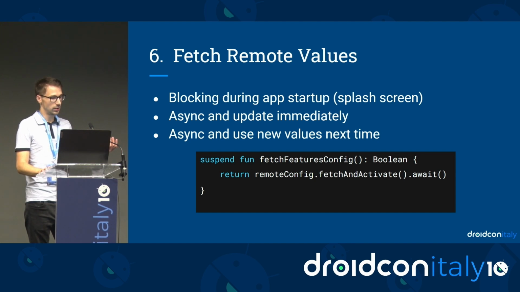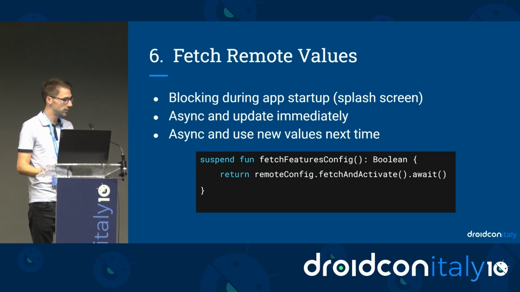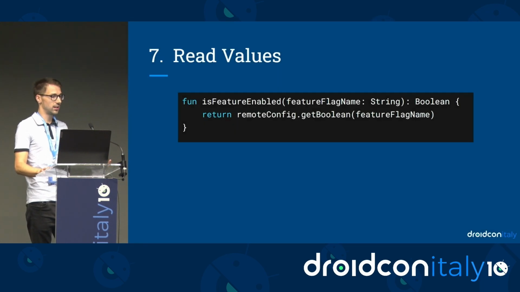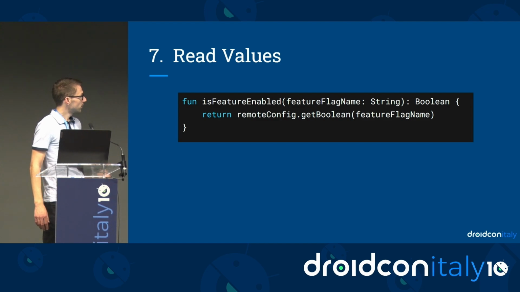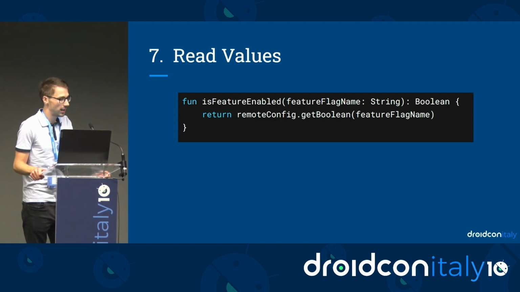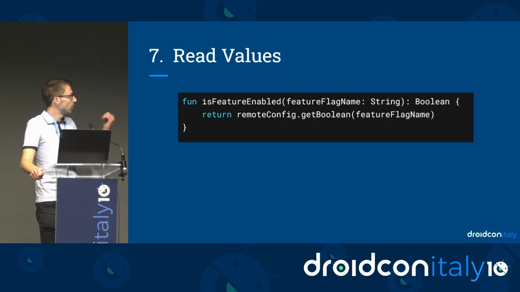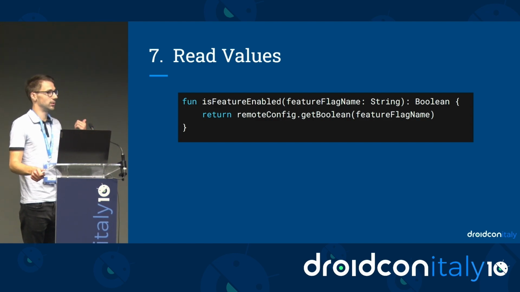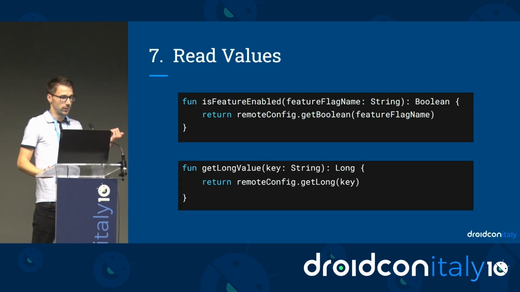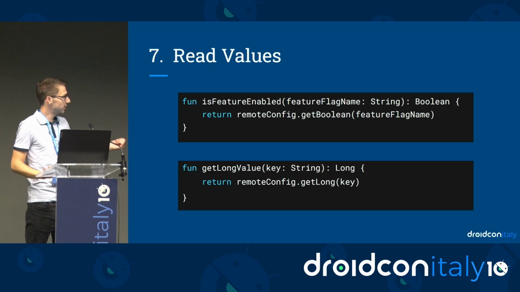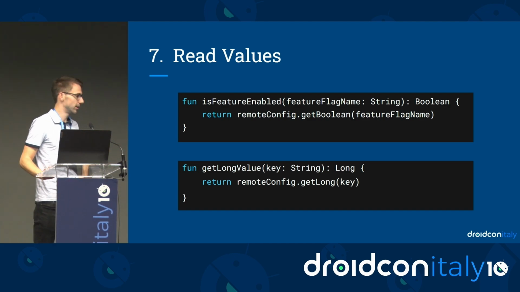And then once you have the values fetched, you can actually start reading the value of your feature flag. This is a simple function that you write. It's just a wrapper around the remote config get boolean function. You would call this from your view model, basically, or from anywhere else you want to check the value of a feature flag. And if you want to read some different types like long or strings, you can do it like that as well.